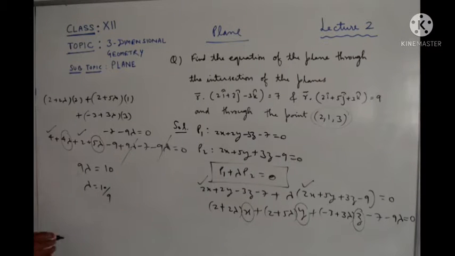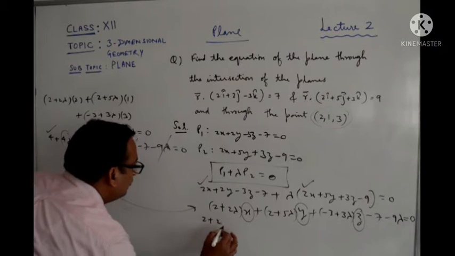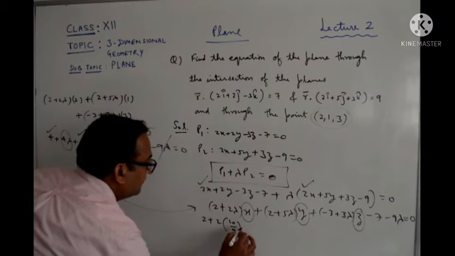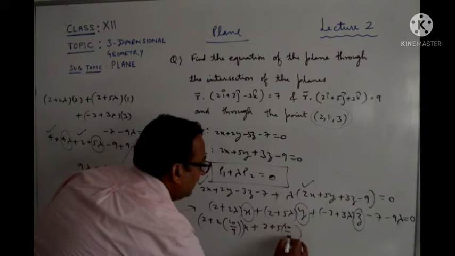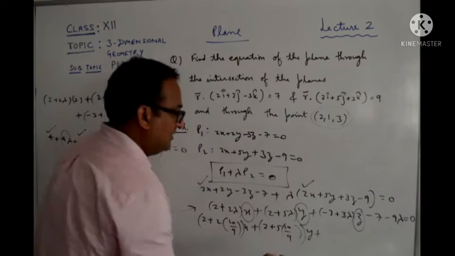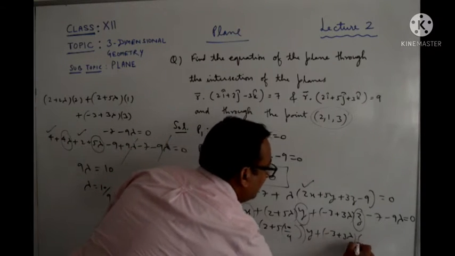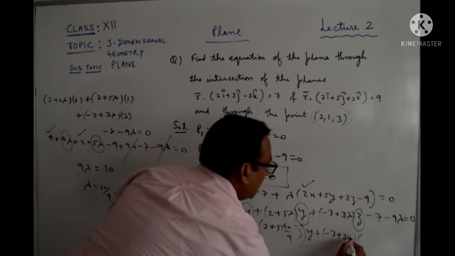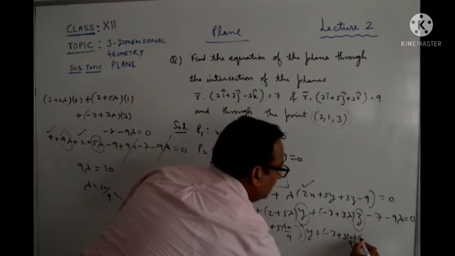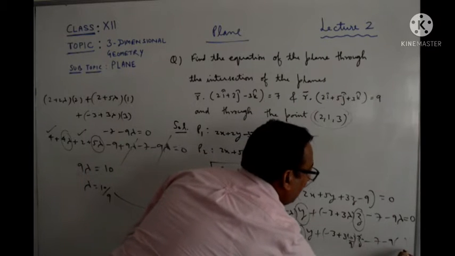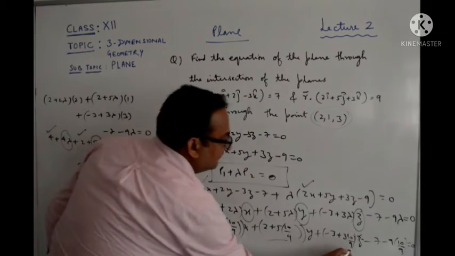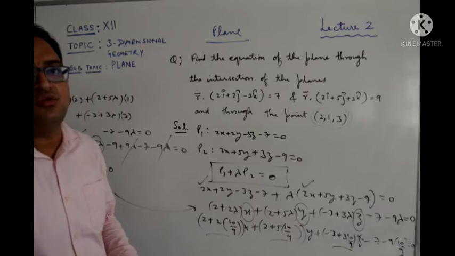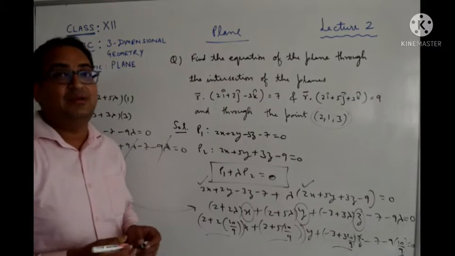So for the equation of plane, we again have to substitute this value of lambda here. So we have (2 + 2 lambda), lambda is 10 upon 9, this much times x, plus (2 + 5 lambda), lambda is 10 upon 9, times y, plus (-3 + 3 lambda) z. Instead of lambda we have this value 10 by 9, this times z, then -7 - 9, again you have to put the value of lambda, that is 10 by 9, and simplify this. So on simplification you have the equation of such plane.